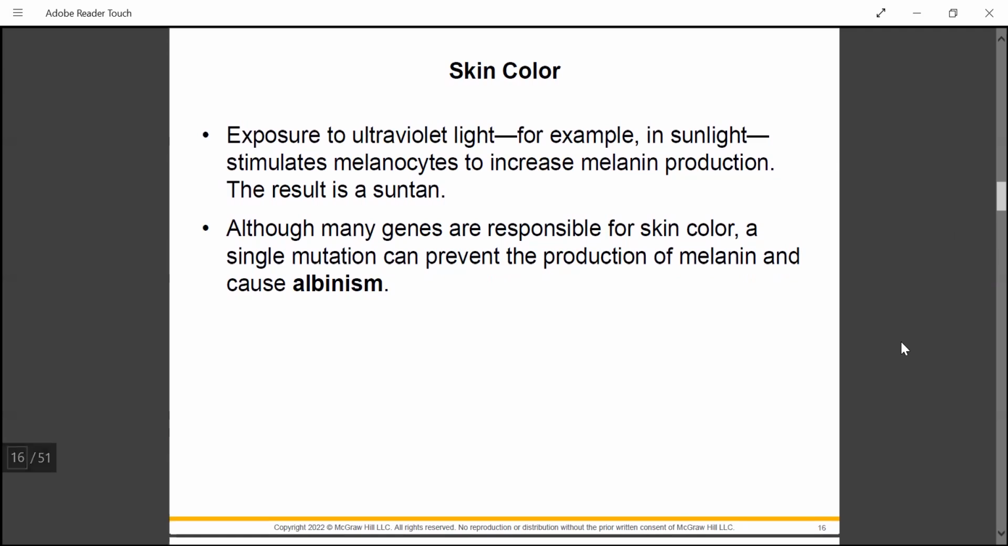Okay, we just said this above. Exposure to ultraviolet light, i.e. the sun, is how we stimulate our melanocytes to increase this production naturally. That's how we get our tan. And many genes are responsible for skin color. It's not quite as simple as just our melanocytes and how active they are. But if we have a complete lack of melanin and melanocytes, that's the disease or skin disorder known as albinism. So that's a lack of melanin.